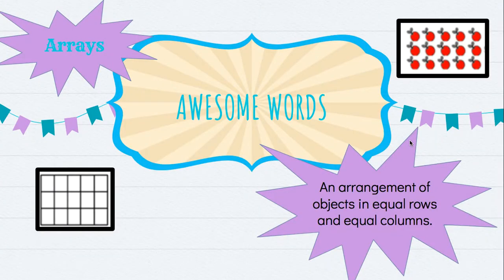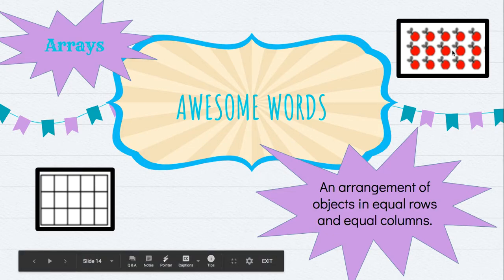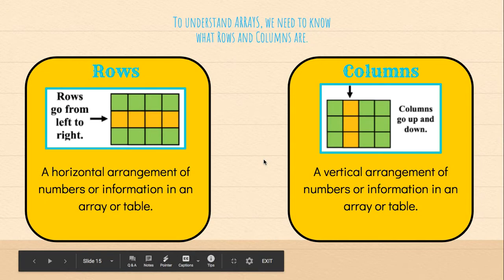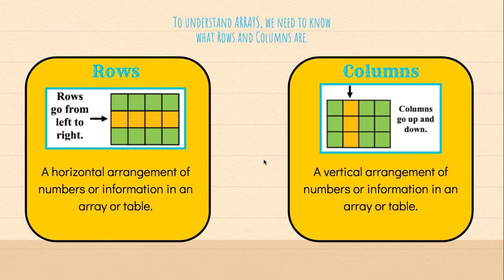The awesome word that we are working on this week is arrays. An array is an arrangement of objects in equal rows and columns, just like this here and like this up here. We also need to understand what rows and columns are. We've kind of talked about this before, so it should be a little review.